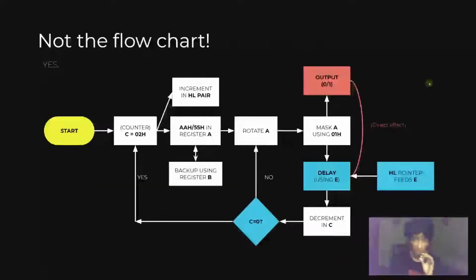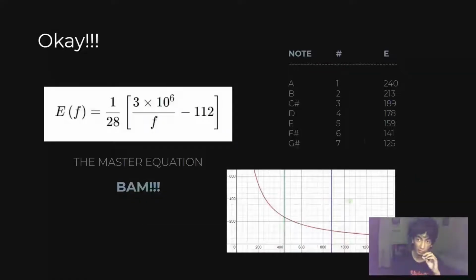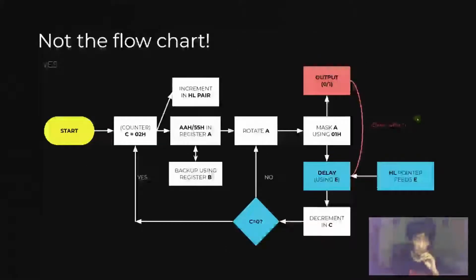So I have quite simplified the expression. If you put E equals 240, then the square waveform will be A. If you put E equals 189, the square waveform will be C sharp, and so on. So you can create any of the square waves, and the counter C is actually used to manipulate the length of not one delay loop, but the actual wave that is being generated. So you can create longer music, shorter music, notes of longer and shorter duration using this.